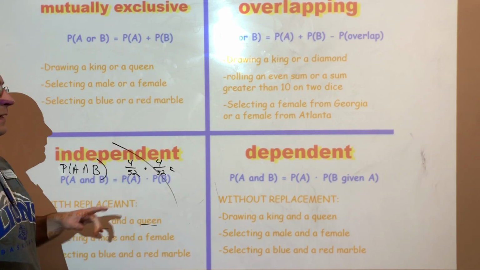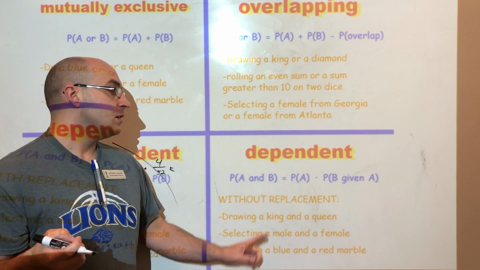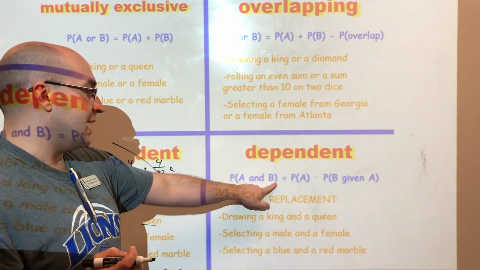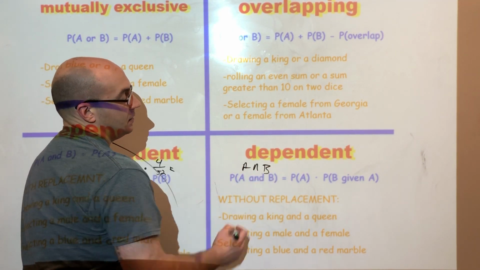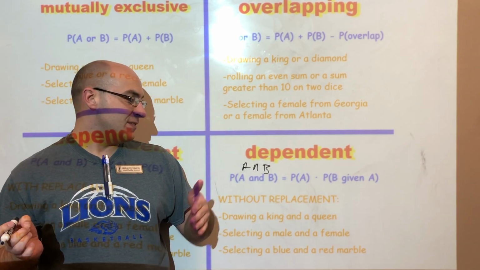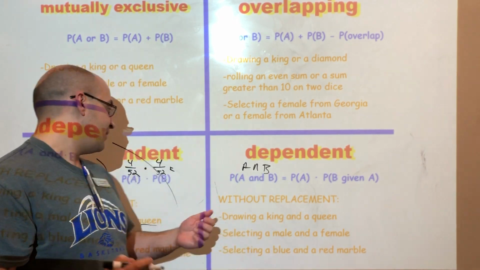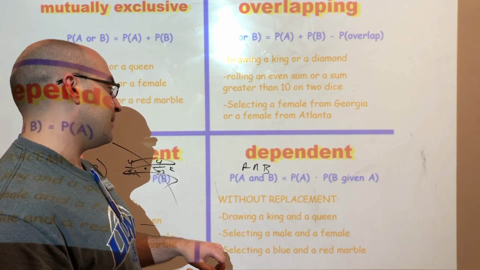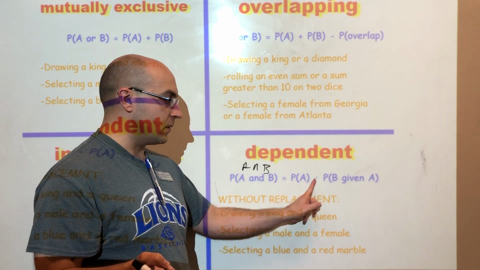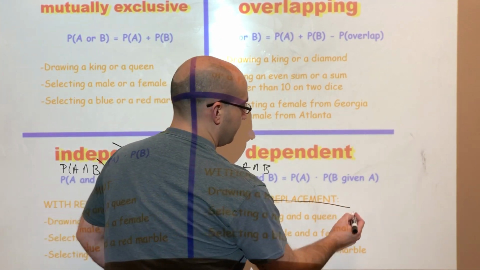Now let's go about dependent events, meaning without replacement. It depends on what I choose the first time because I can't replace that card. The probability of A and B, the intersection, is the probability of A times the probability of B given that A happened. Before you even get into the actual number, I have to make sure that A happened, because if A didn't happen, it doesn't even matter. I have to make sure I actually got a king chosen first to even get to the next level. Does that make sense?